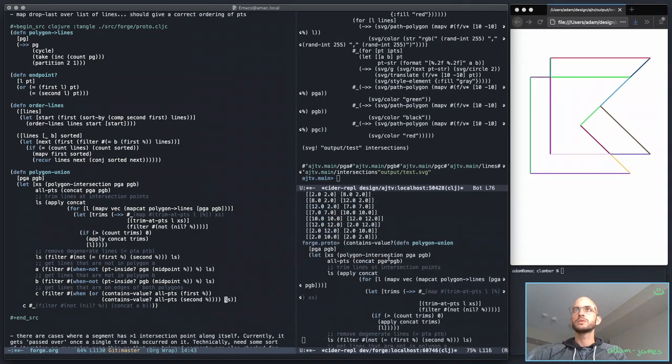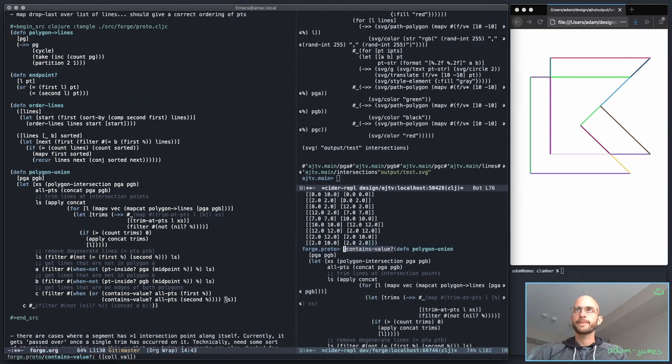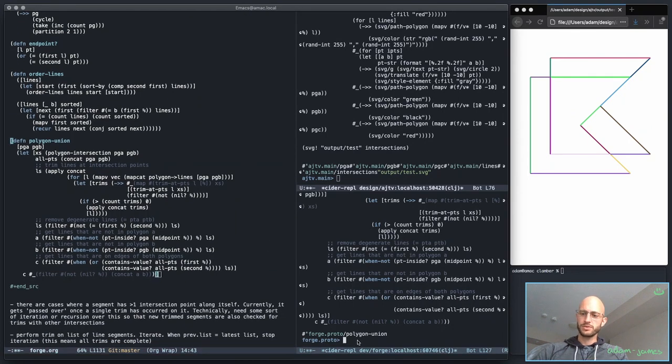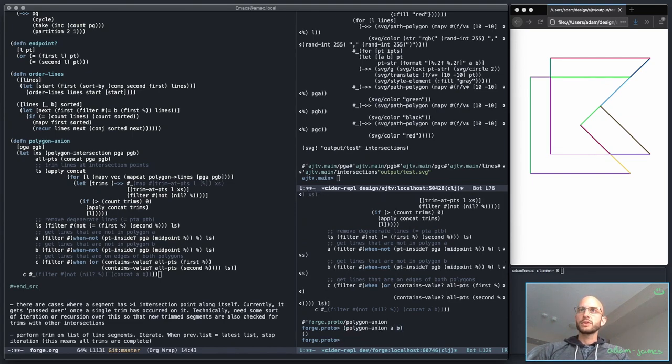Oh no, this is wrong here. There we go. Okay, let's give that a shot. I don't know that it's correct yet, but polygon-union AB, let's have a look. It's empty. Okay. Let's step this back once here.